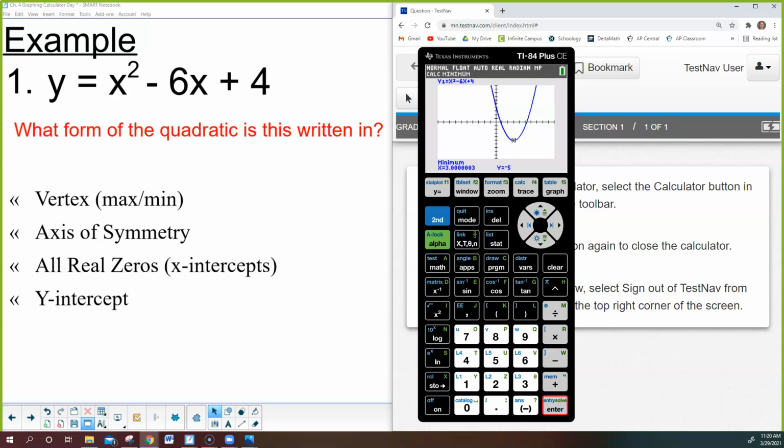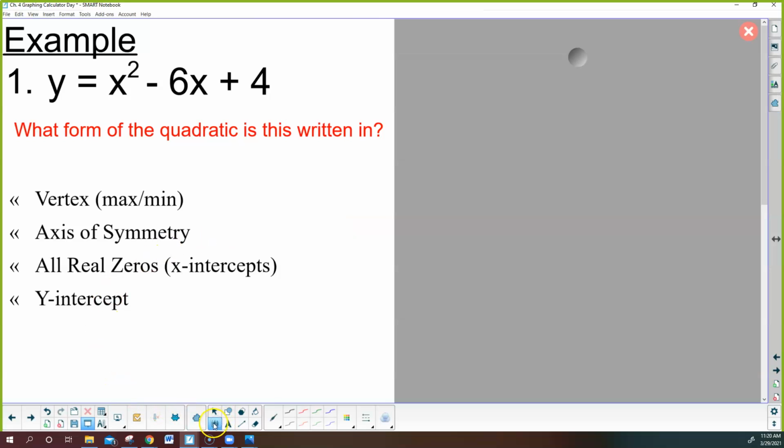Let's say that if I was doing this, where's the cursor? It's the blinky, see that thing that's blinking? That's the cursor. And that will move when you press the left and right arrows. Okay, so I'm just going to record what I found. I knew that it was the lowest point, so I had a minimum, and that minimum is the vertex which occurred at the spot 3, -5.